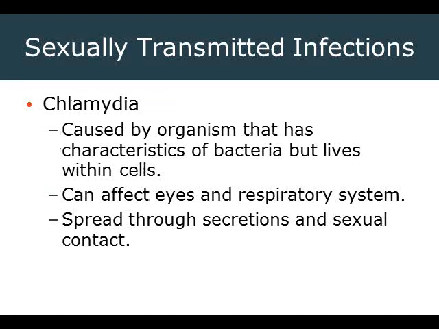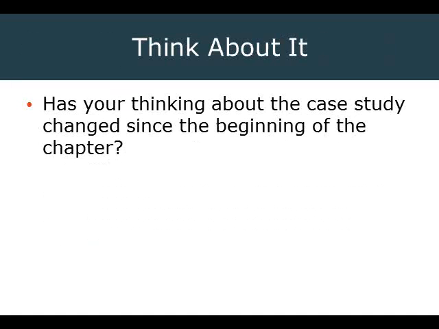Chlamydia is caused by an organism that has characteristics of a bacteria but lives within the cells, and it can affect your eyes and your respiratory system. Babies often get a preventative, or prophylactic, treatment once they're born in the form of some ointment in their eyes to make sure that they don't get affected by a couple of these STIs. It can be spread through secretions or contact.